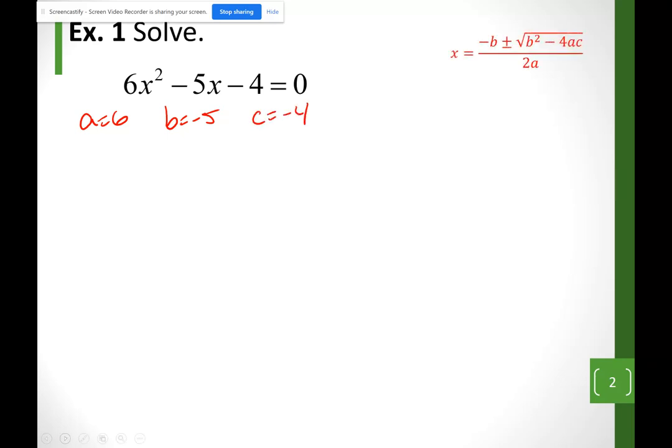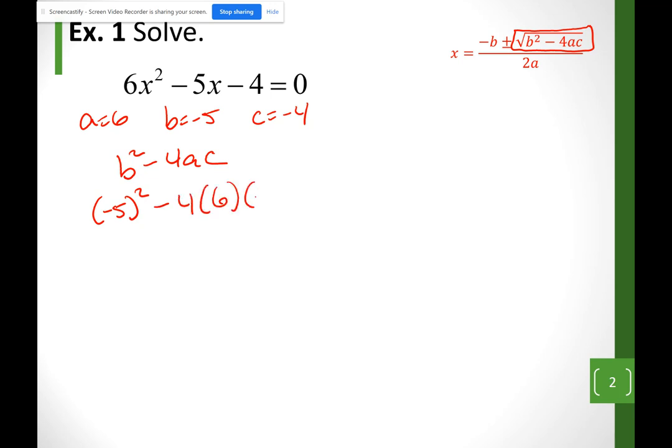Let me bring up the formula again. To be honest, the one thing that is going to be difficult is the square root. So let me focus on that first. The square root of b squared minus 4ac. Let me just focus on that. So I'm looking at b squared minus 4ac, because I'm looking at the square root. I know b is negative 5. So let me write this as negative 5 squared minus 4 times 6 times negative 4.